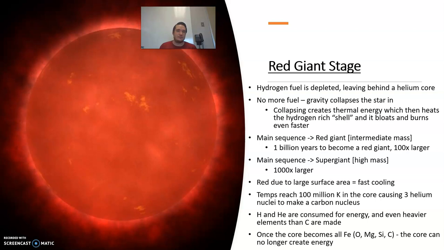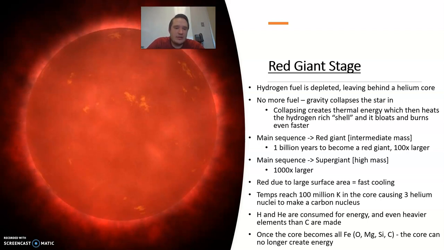Then we have our red giant stage. This is when our hydrogen fuel is depleted, leaving behind a helium core. There's no more fuel, so gravity is going to collapse the star in. Collapsing creates thermal energy, which then heats the hydrogen-rich shell and bloats and burns even faster. Red giant, intermediate mass stars, take about 1 billion years to become a red giant, and then it's about 100 times larger. Supergiants, referring to high mass, are about 1,000 times larger. And red, due to large surface area, means that it is fast cooling.